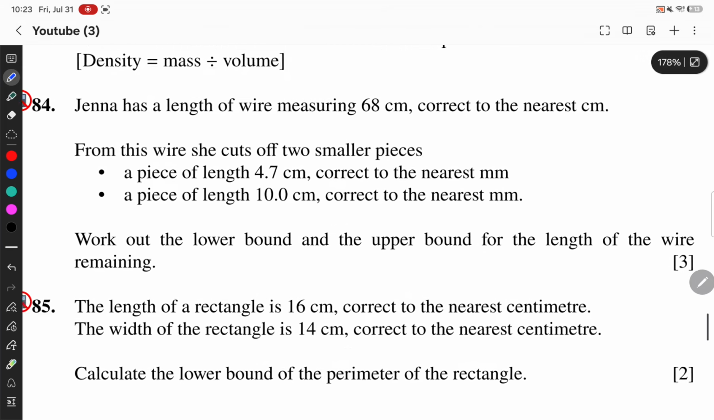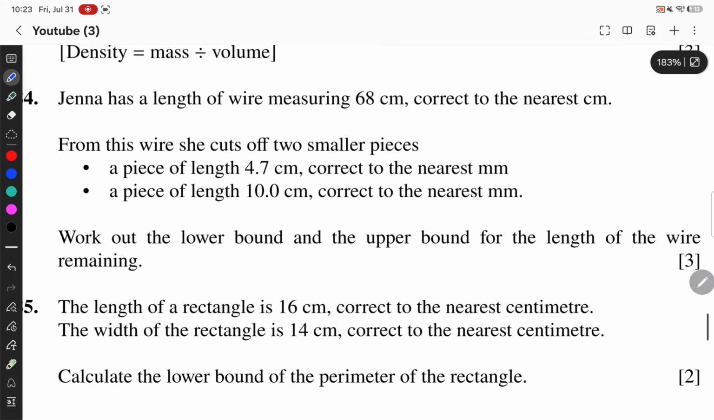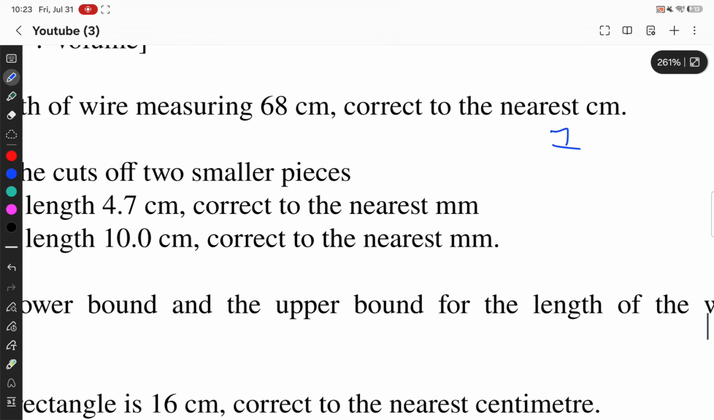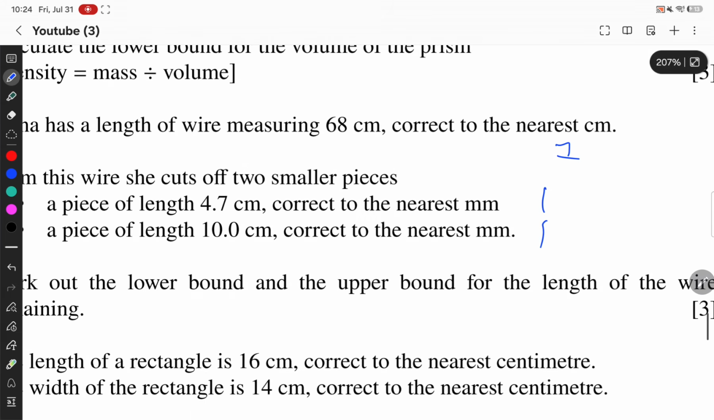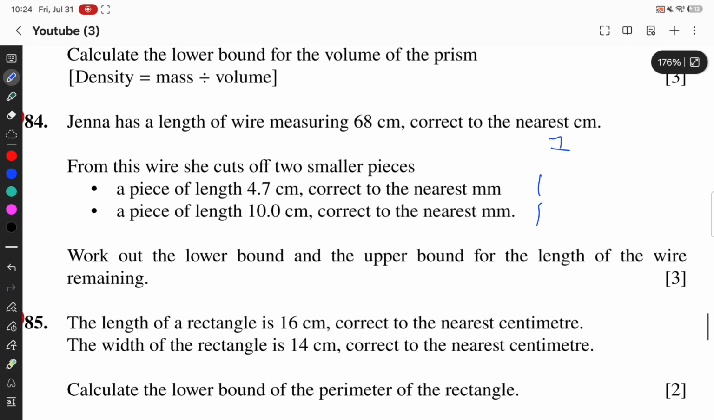Let's look at this. Jenna has a length of wire measuring 86.20 centimeters. From this wire, she cuts off two smaller pieces. One is a piece of length 47 centimeters, and the other is calculated in millimeters. Now I want to keep the units the same. Why? Okay, before that, let's look at this.